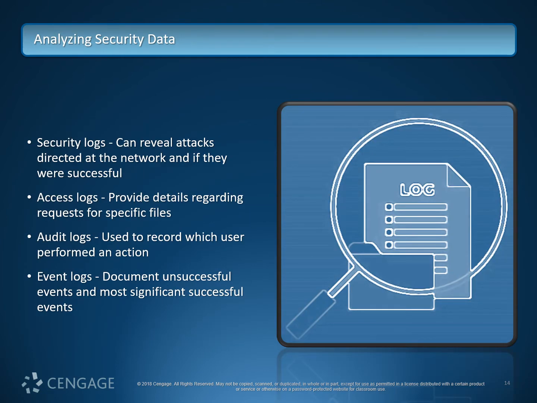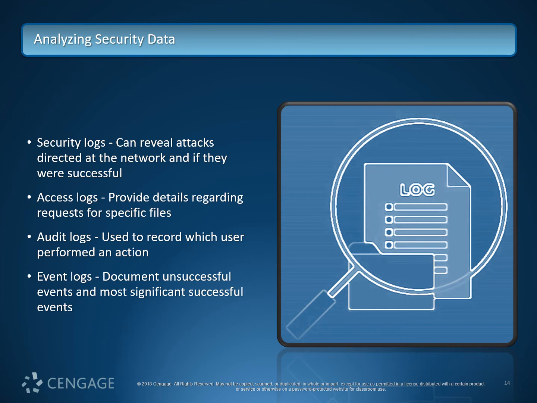Security logs, of course, can reveal attacks directed at the network and if they were successful. So it's important to be able to go over those and identify potential issues. Access logs, where users could be compromised or if somebody's using falsified or escalated credentials. Audit logs to figure out which user performed an action that led to a particular result. Again, auditing is a big part of GRC, which we'll talk about in a little bit, governance, risk management, and compliance. Event logs document unsuccessful events and the most significant successful events.